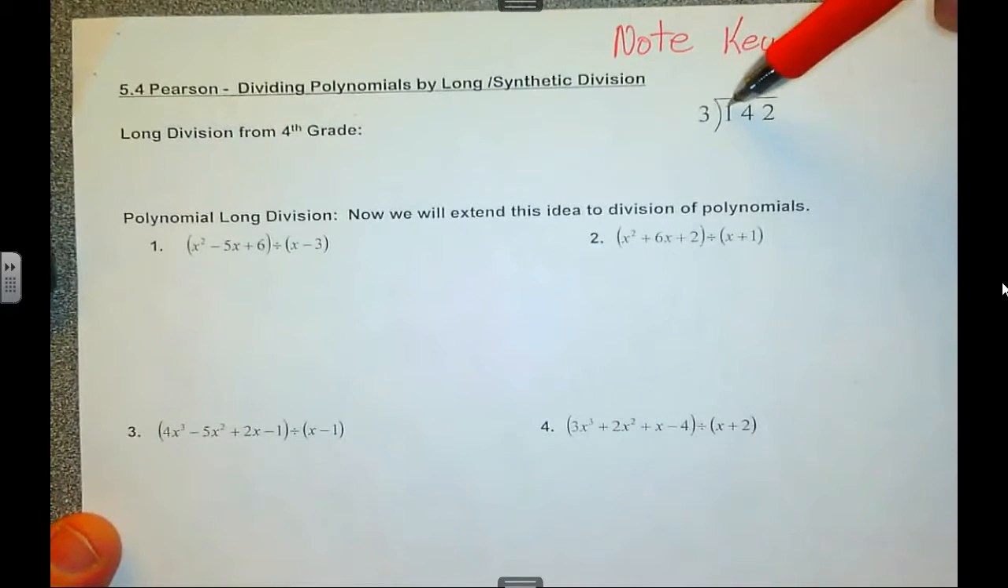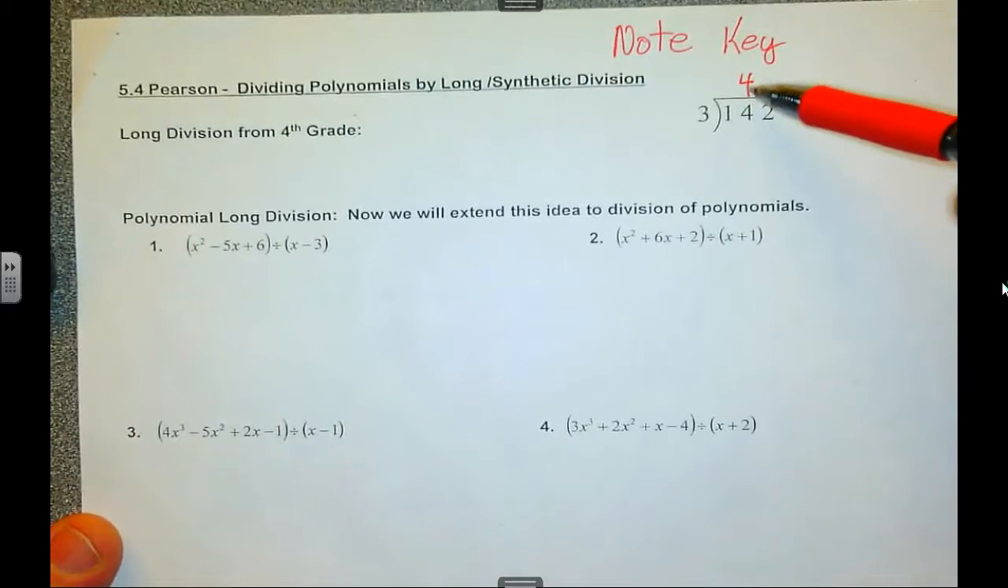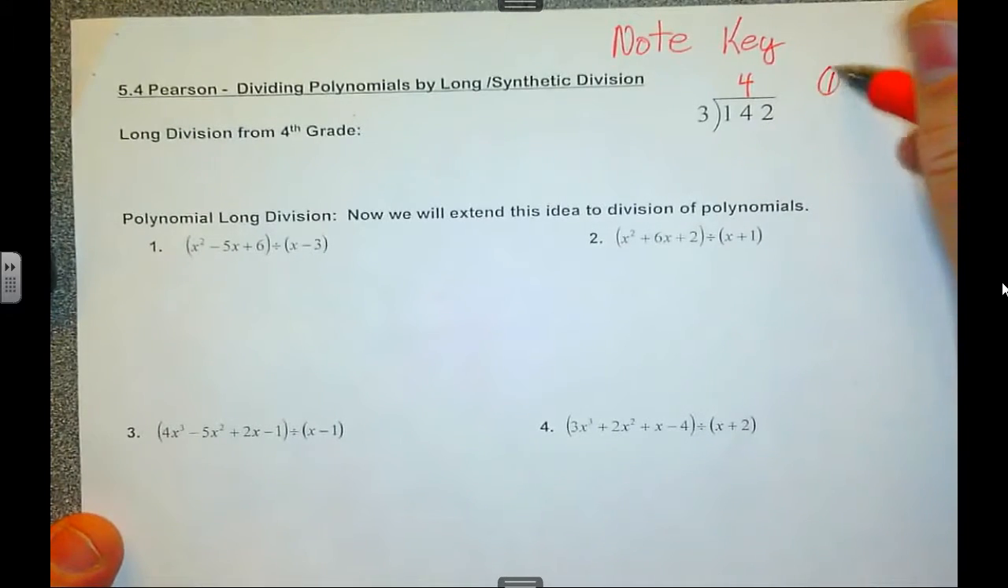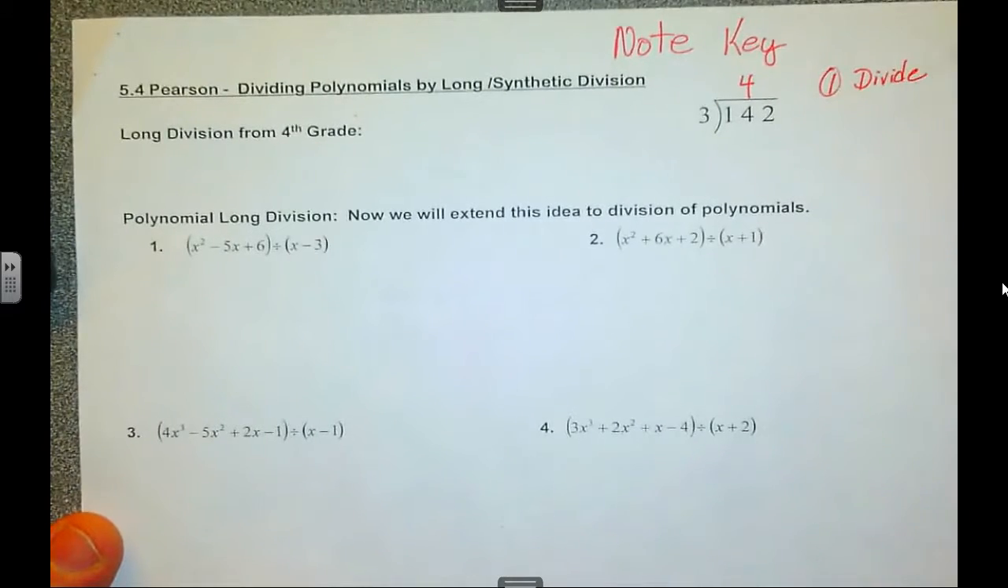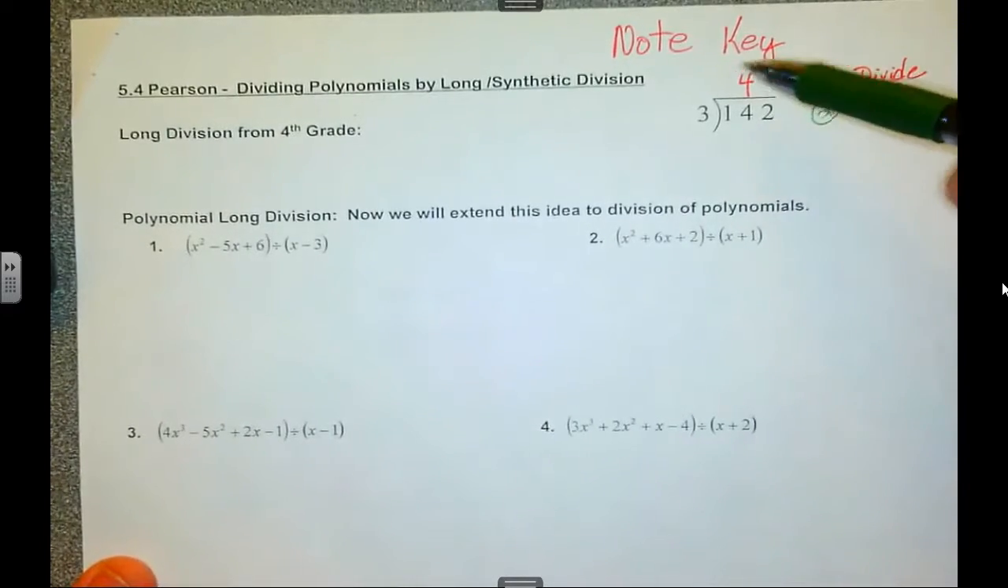So we know that 3 doesn't go into 1, so we had to bring down the 4. So 3 goes into 14 how many times? Okay. So the first step we do is divide, right? And then the second step, what do you take?